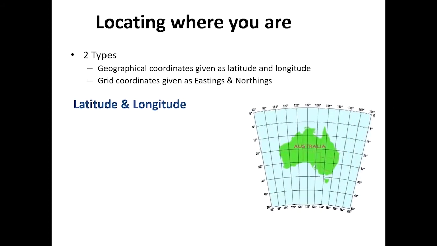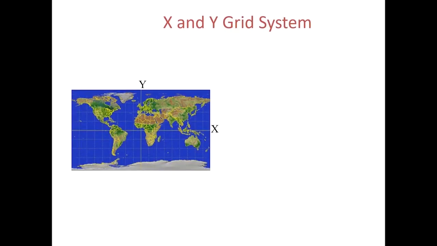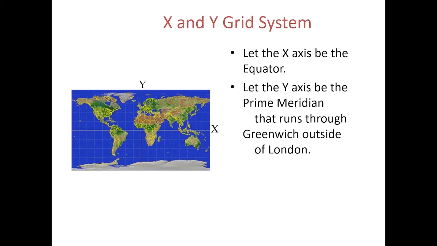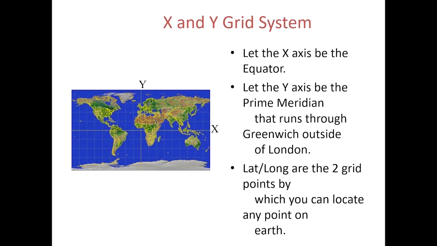Latitude and longitude is a grid system that is placed over the entire globe. You can think of it as an X and Y grid system in two-dimensional space, with X being the equator and Y being the prime meridian that runs through Greenwich outside of London, where we get Greenwich Mean Time. And so latitude and longitude are the two grid points by which you can locate any point on Earth.